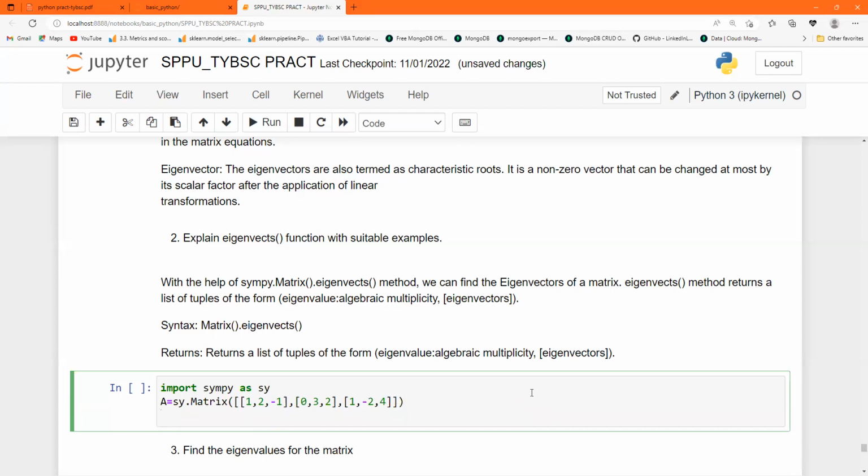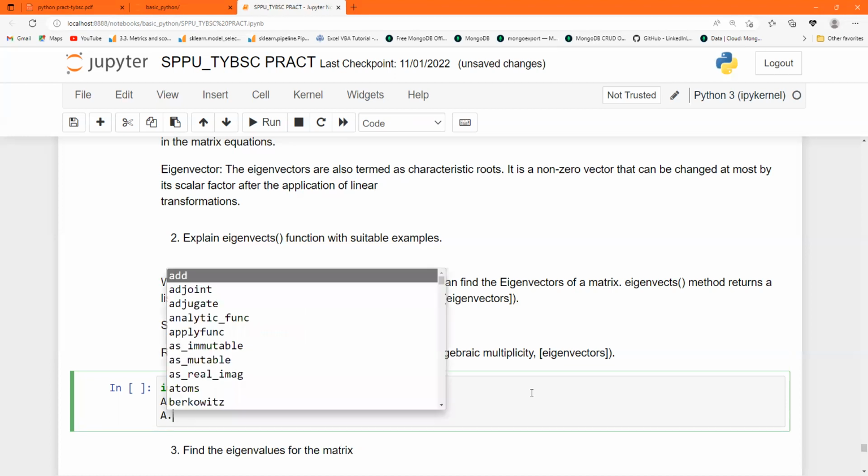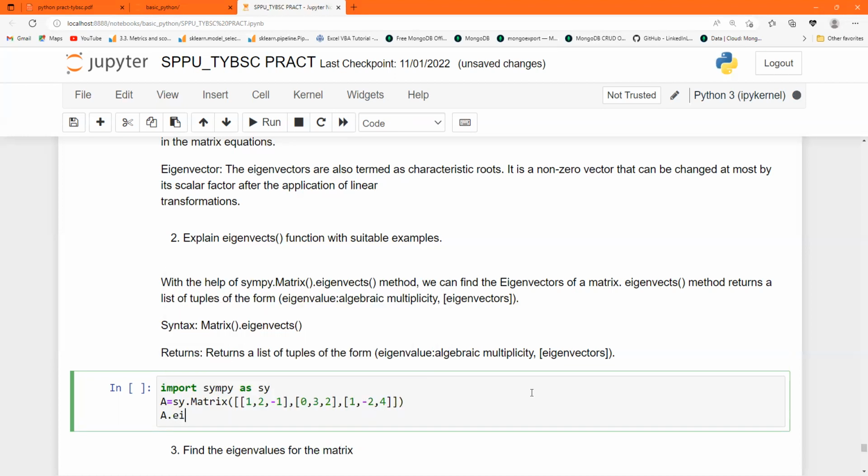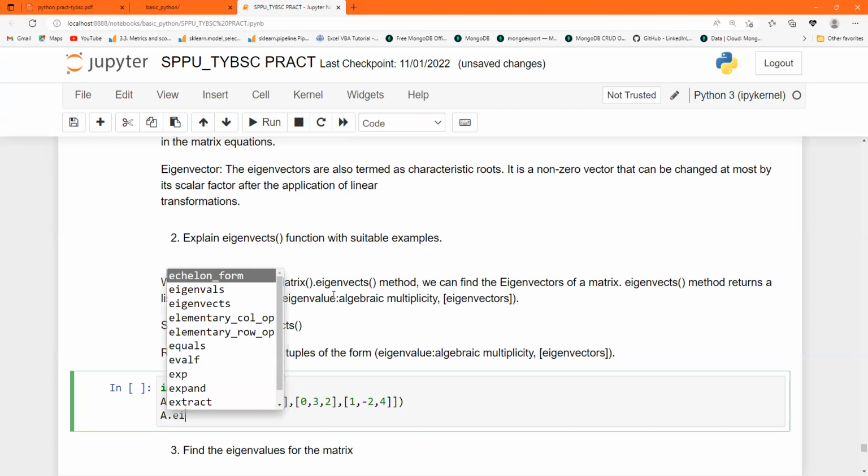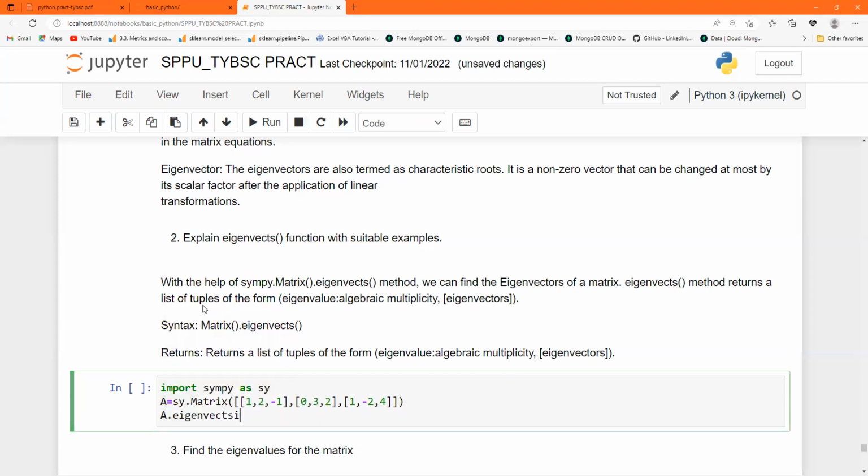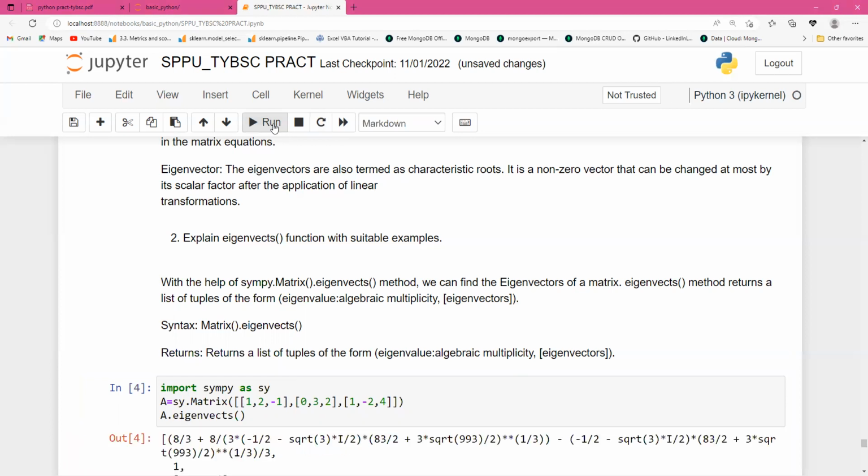Now I want eigenvectors for this matrix, so I will use the A dot eigenvects function. Which function? The eigenvects function, with parentheses. Let's run it. It will give you the eigenvectors.